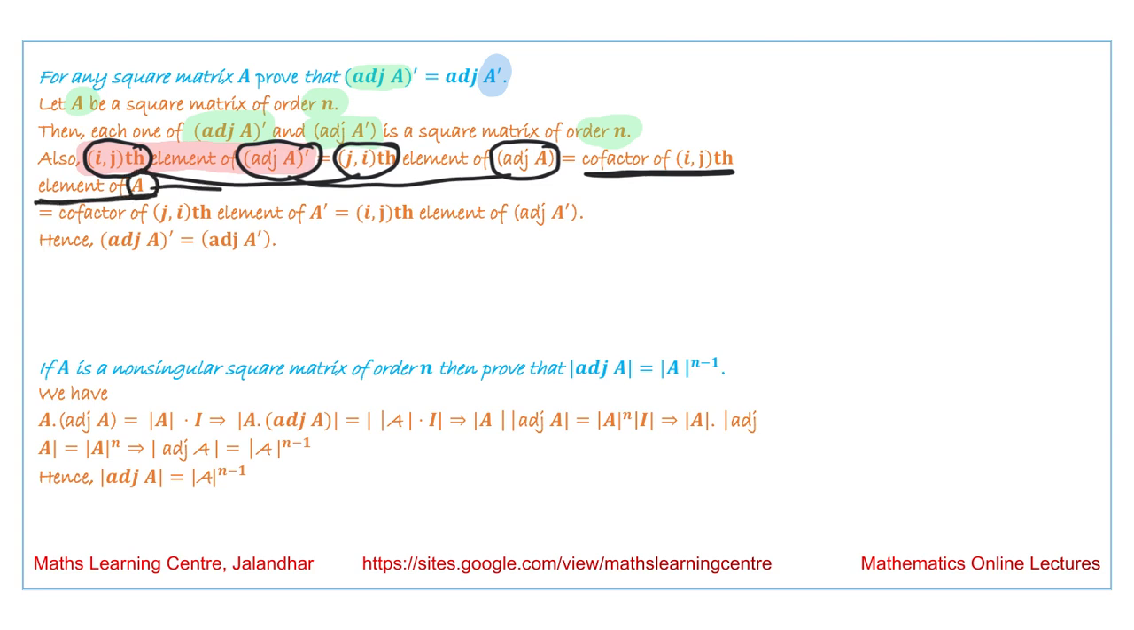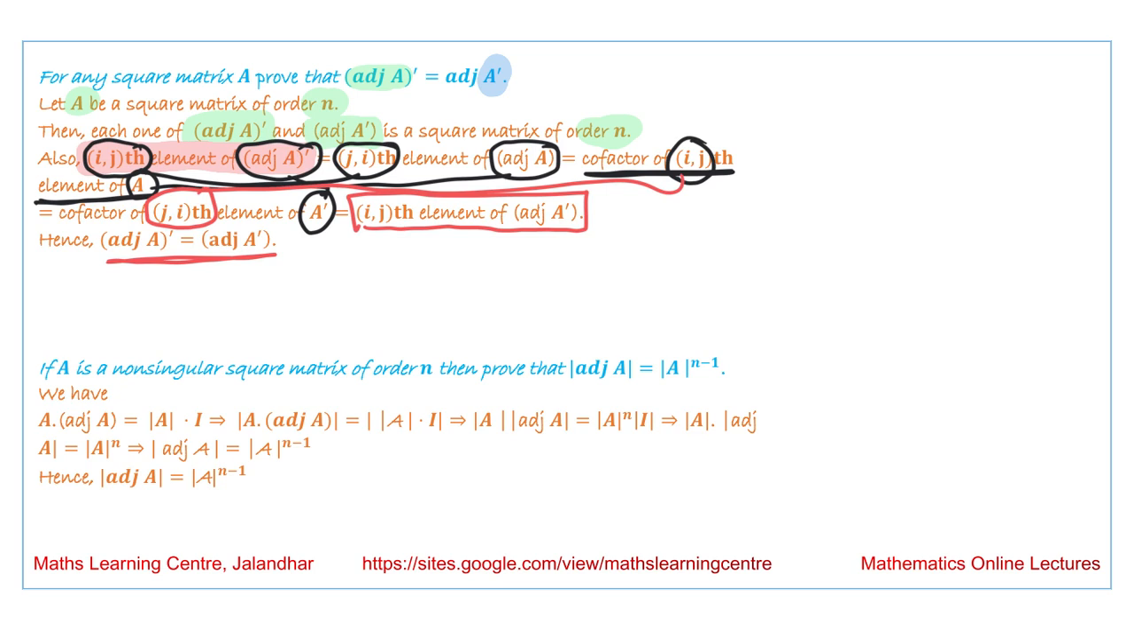Here we are talking about A transpose, whose ijth element is the jith element of A, and that is equal to the jith element of adjoint of A transpose, and hence we obtain this result.